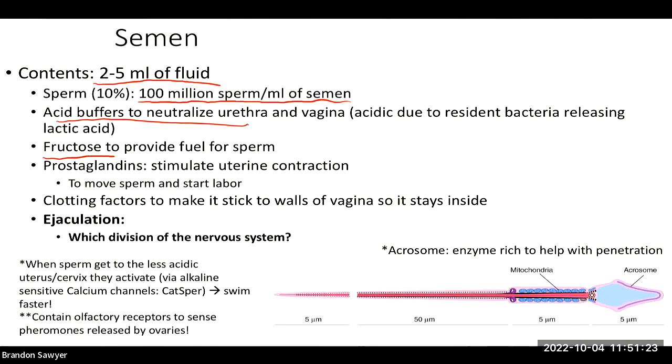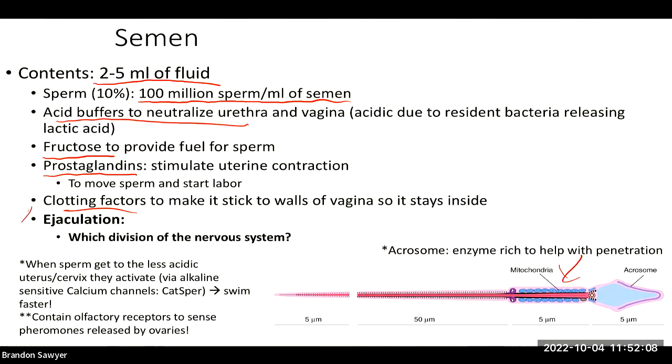There's also some fructose to give the sperm some fuel for producing ATP. That fructose can be sent into the sperm, burnt in the mitochondria and create ATP. Prostaglandins are also found here, which actually stimulate uterine and cervix contraction, and so this can actually start labor. So one of the recommended things to do is to have intercourse when a couple is trying to stimulate labor, but it also can help with fertilization because it can help move the sperm upwards a little bit with the contraction. Also clotting factors in semen help it to stick to the walls and not get flushed out.